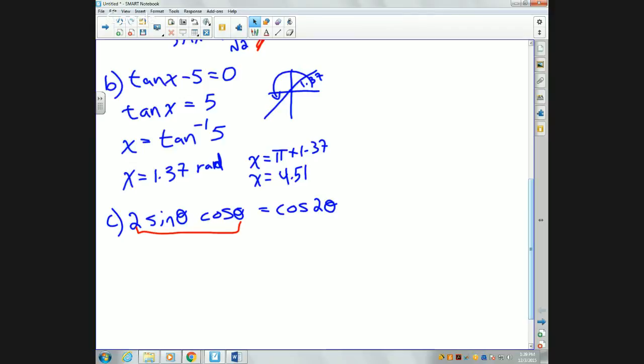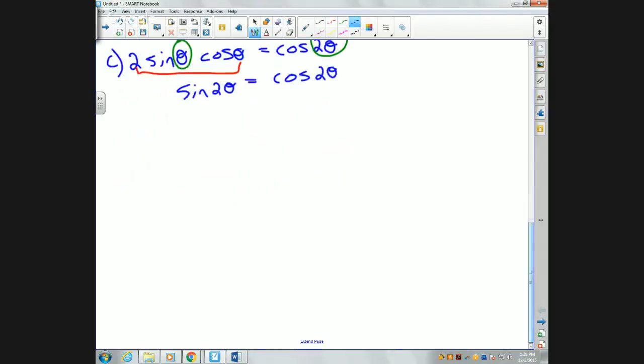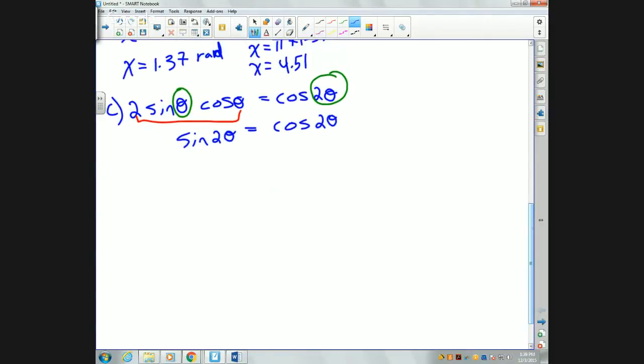The one thing that you'll notice here is that the angle here was just a single theta, and here it's a 2 theta. That creates some problems, right? So we want to make sure that what we call the argument, the thing going into the function, is the same in both cases. So we can do that easily here by replacing 2 sine theta cos theta with a sine 2 theta. Did I do that right? So this question really is saying, where is sine of 2 theta going to equal the cos of 2 theta?